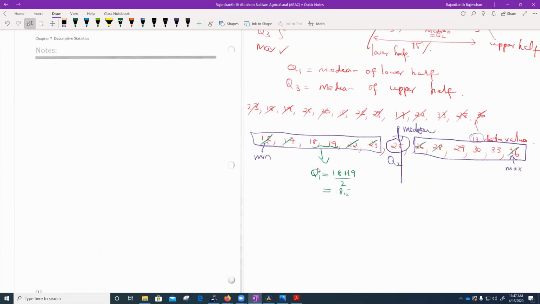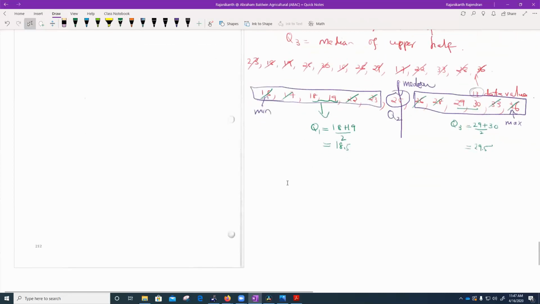Again, here also I will have two midpoints. So my Q3 is going to be 29 plus 30 over 2. That is 59 over 2, which should be 29.5. That's it. You have all five numbers. After that, write it down.